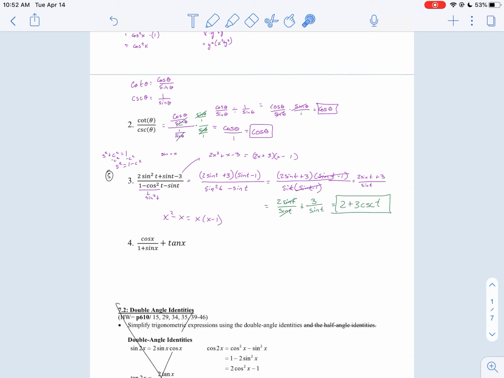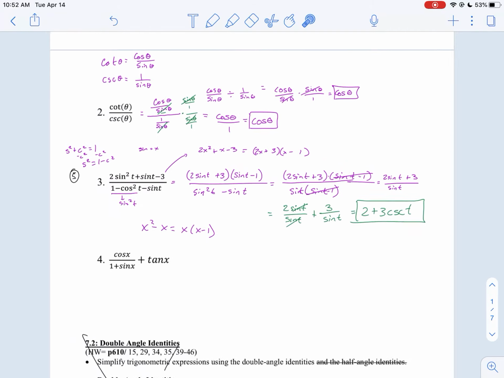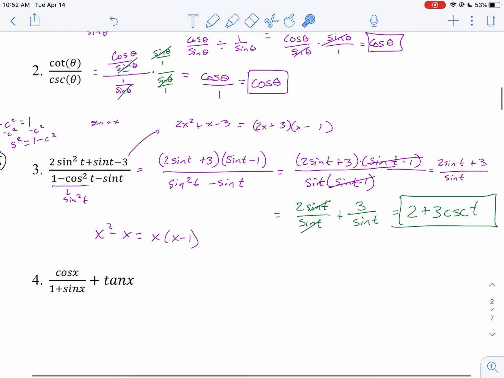So, quick review. Here, I didn't use Pythagorean identity, even though I could have on this, because I decided to factor instead. And then here, I did use the Pythagorean identity, and then I factored the sine of t out, and that allowed me to reduce. From there, I split this fraction up into 2 parts, and then changed this to the reciprocal of 1 over sine t, which is cosecant of t.